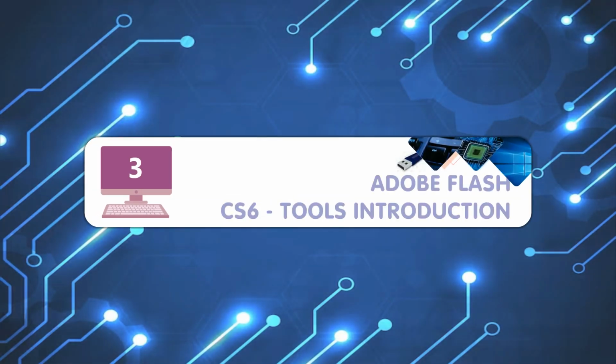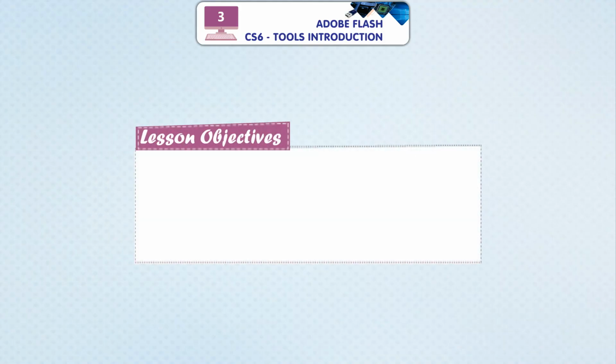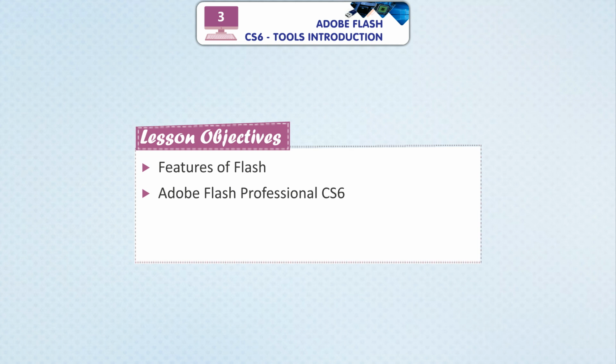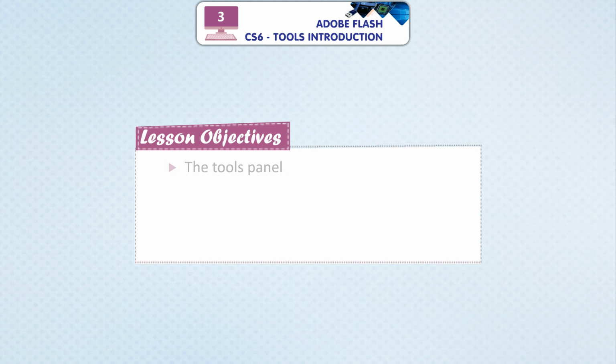Chapter 3 Adobe Flash CS6 Tools Introduction. Lesson Objectives. Features of Flash. Adobe Flash Professional CS6. Create a new file in Flash. Different panels in Adobe Flash Professional CS6. The Tools panel. Drawing a trunk.